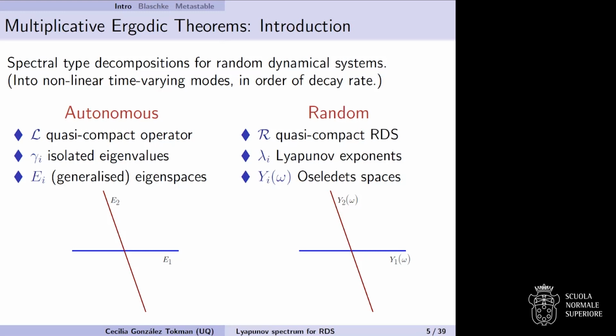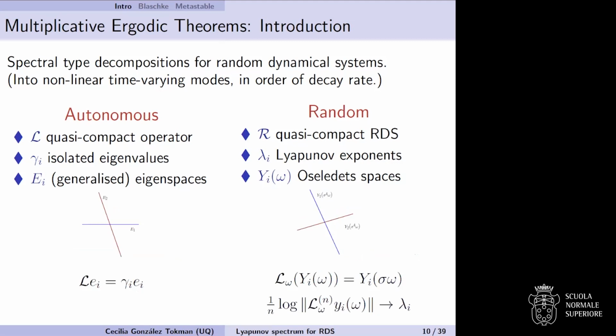So this is a comparison with the case of autonomous systems. If we have a quasi-compact operator, we have isolated eigenvalues and associated eigenspaces. In the case of random dynamical systems, we have a similar quasi-compactness property, and we have Lyapunov exponents instead of eigenvalues and Oseledets spaces instead of eigenspaces. And the main difference is that these Oseledets spaces are not constant, but they are evolving over time, or they depend on the environment, but they are equivariant. And the second difference is that we don't have a one-step expansion or contraction estimate, but rather an asymptotic rate of growth or decay given by the Lyapunov exponents.